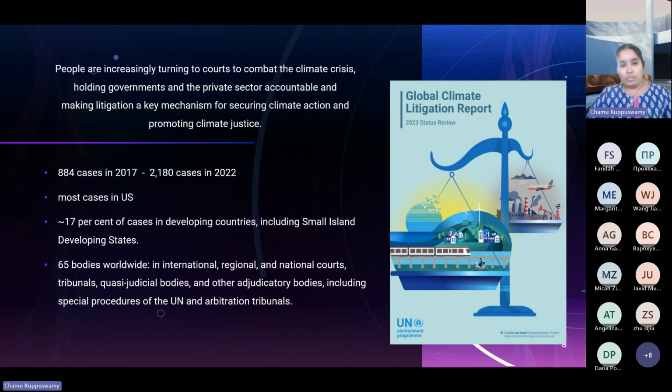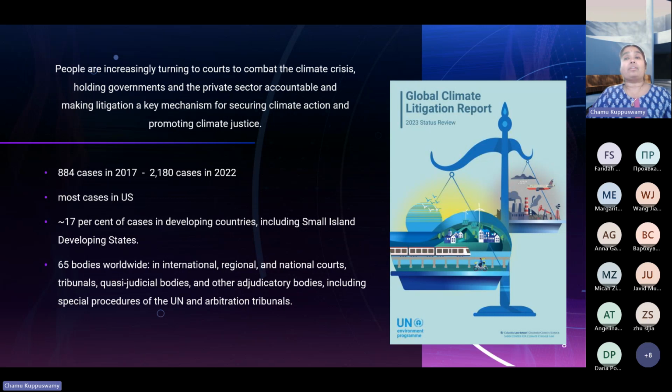All types of bodies, really. This report counted about 65 bodies worldwide. They could be international courts, regional courts, national courts, tribunals, quasi-judicial bodies, other types of adjudicatory bodies, including special procedures of the UN, including under the UNFCCC, and arbitration tribunals. So it's the whole gamut of dispute resolution bodies that are being engaged with climate litigation.